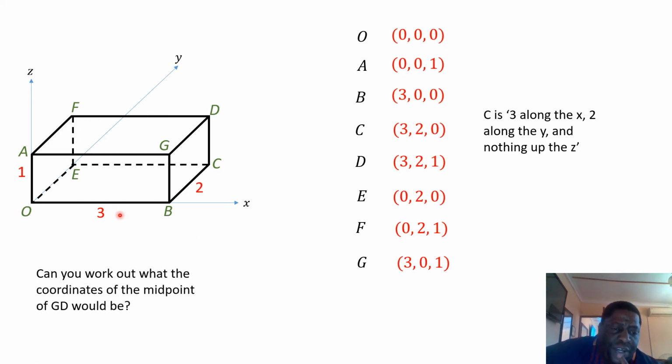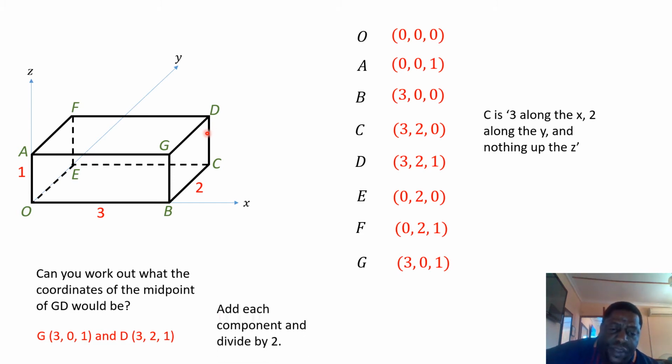Now there's something very interesting. Can you work out what the coordinates of the midpoint of GD would be? How do you think you'll calculate? Well, you have G, you have D. Just take each one of those coordinates, add them, and divide by 2. So you should get 3 plus 3 is 6, half of 6 is 3. 0 plus 2 is 2, half of that is 1. 1 plus 1 is 2, half of that is 1. So that's how you'll find, for example, the midpoint of GD if I was to ask that.